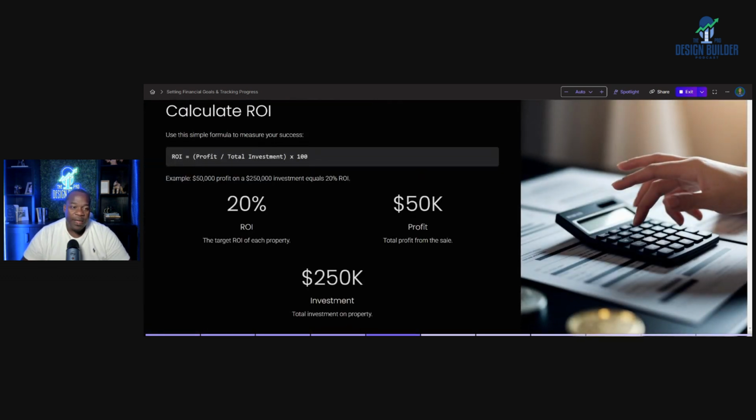Calculating ROI. ROI is return on investment, right? So the way that it's calculated, ROI is profit over investment times 100, which will give you the ROI percentage. So in this particular example, $50,000 profit on a $250,000 investment equals a 20% ROI.